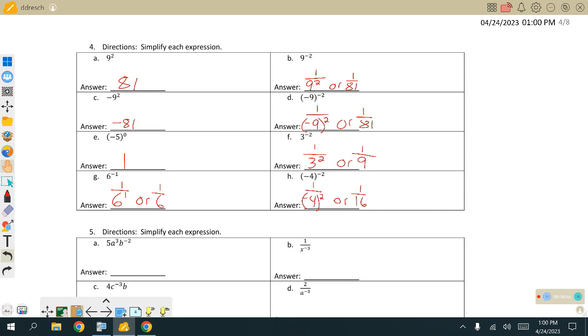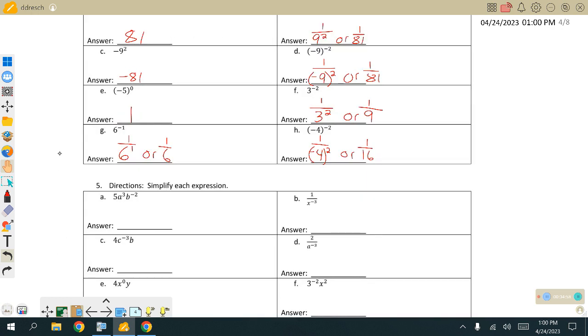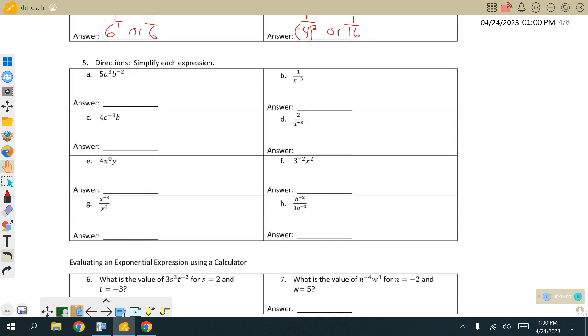I've got a few extra steps in here. So let's go with number 5. All right, we're about done there, guys. I see a few extra steps. Positive exponents we are happy with. Negative exponents, not so much.